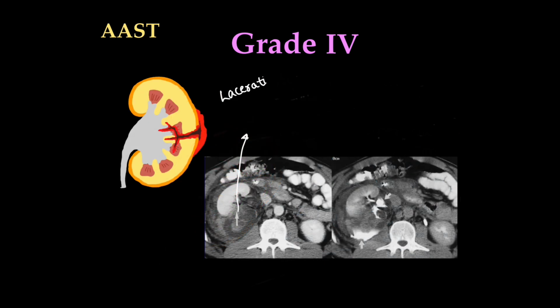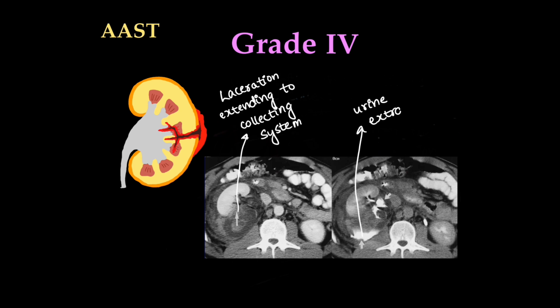In CT grade 4 we can see here the laceration is extending up to the renal hilum, that is involving the collecting system in this image, and there is urine extravasation. This can be seen on contrast enhanced CT.